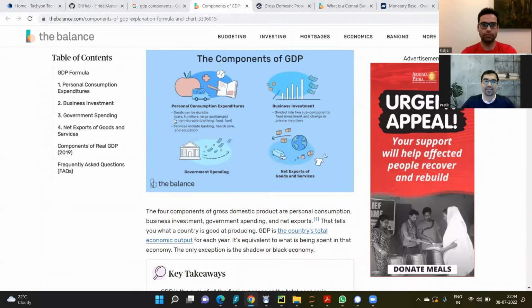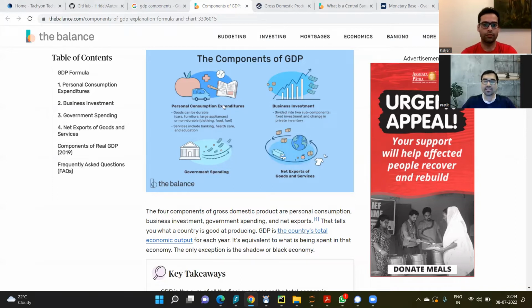The first component is the personal consumption and expenditure. Then we have got the business investment. Then we have government spending, because government is also one component of the GDP. It spends money. And there is net export of goods and services that I explained, exports minus import, right?